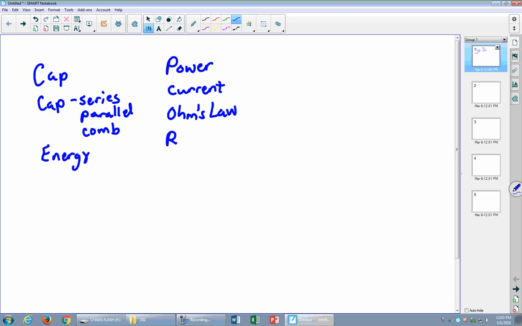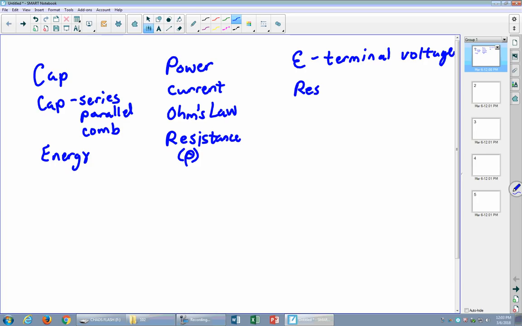resistance and resistivity. So how do we calculate the resistance based on the physical properties of a material? I'm going to put resistivity, I'll just put a rho. Resistivity. And then moving into DC circuits, the idea of EMF and terminal voltage. EMF, terminal voltage. That's the internal resistance in the batteries. That's really just an application of Ohm's law. Resistors in series, parallel, and combination.